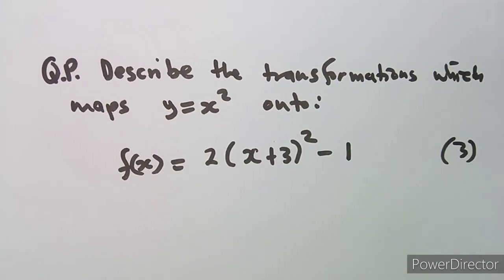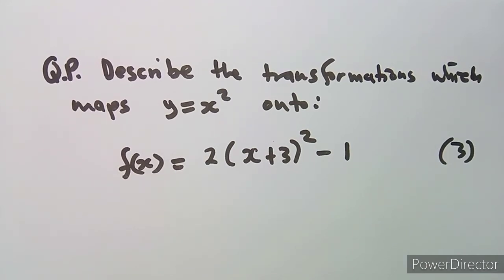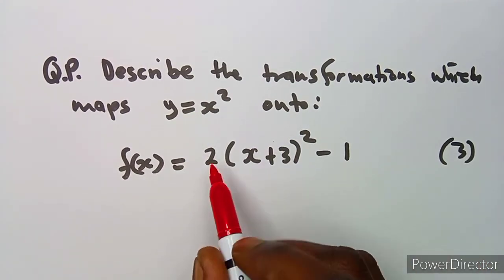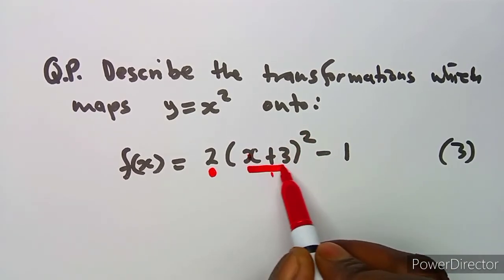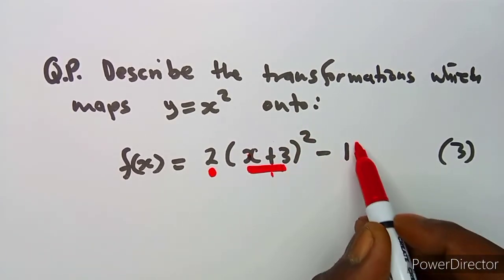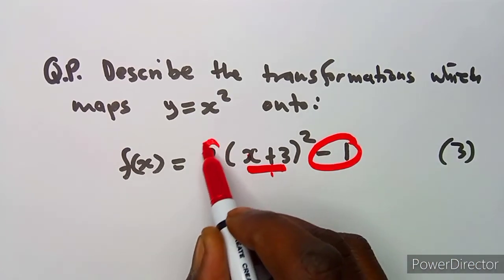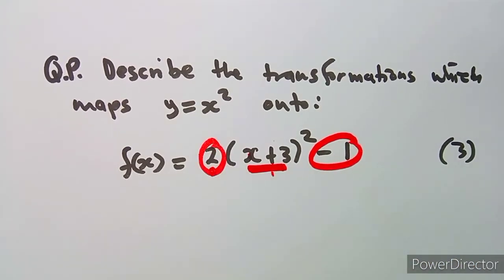Sometimes they just give you a direct question like this one. It was actually a direct question where you're asked to describe the transformation which maps y equals x squared onto this function. So as you can see, there are 3 transformations here: this is your x squared, inside here there's x plus 3, and this minus 1 was added. So these are the 3 transformations that we shall describe.